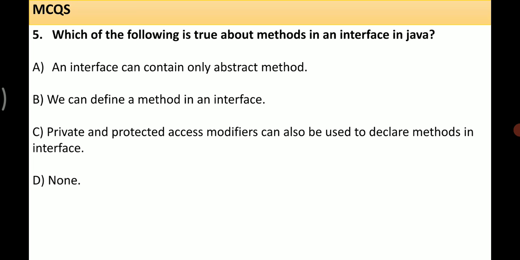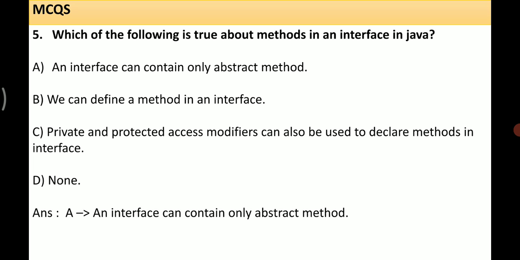Next question: which of the following is true about methods in an interface in Java? First option, an interface can contain only abstract methods. Second, we can define a method in an interface. Next, private and protected access modifiers can also be used to declare methods in an interface. Then none. The correct answer is that an interface can contain only abstract methods. There are no implementation details.